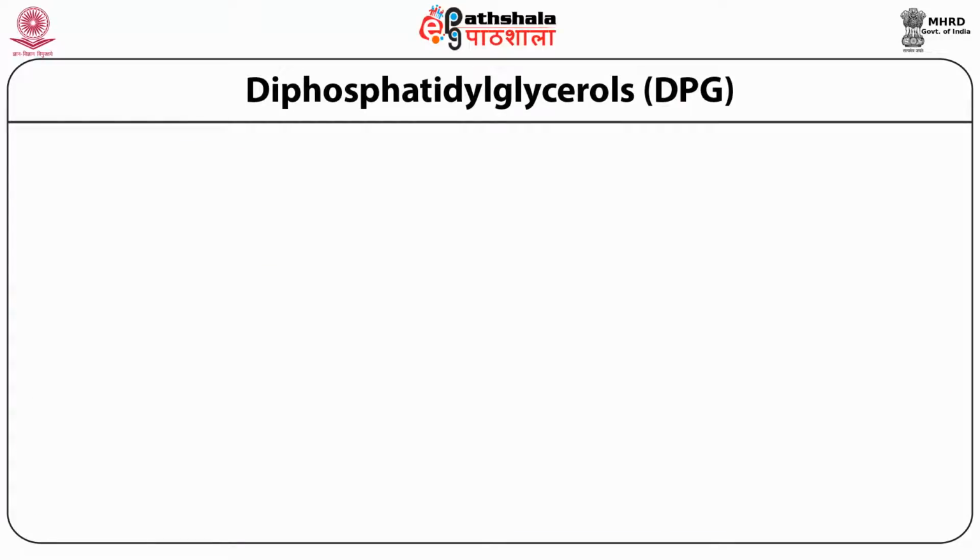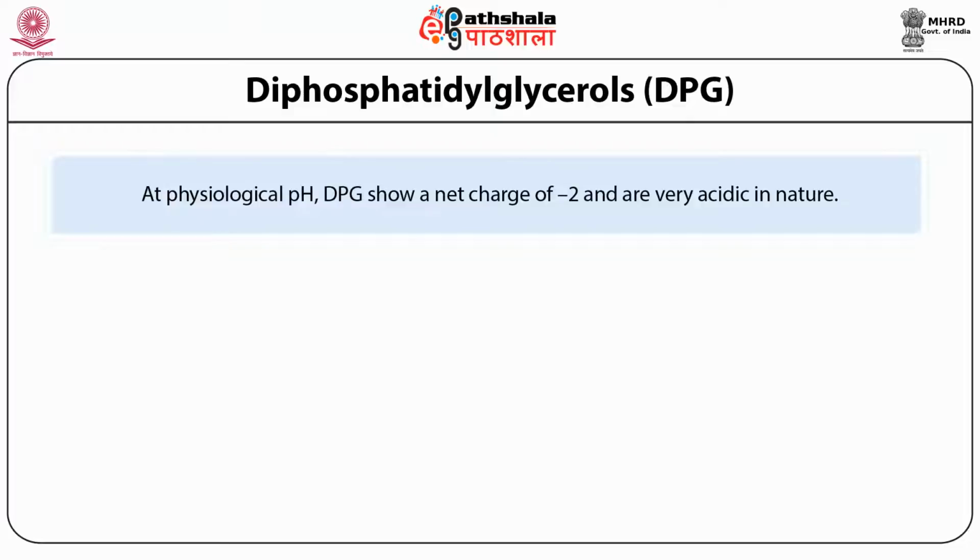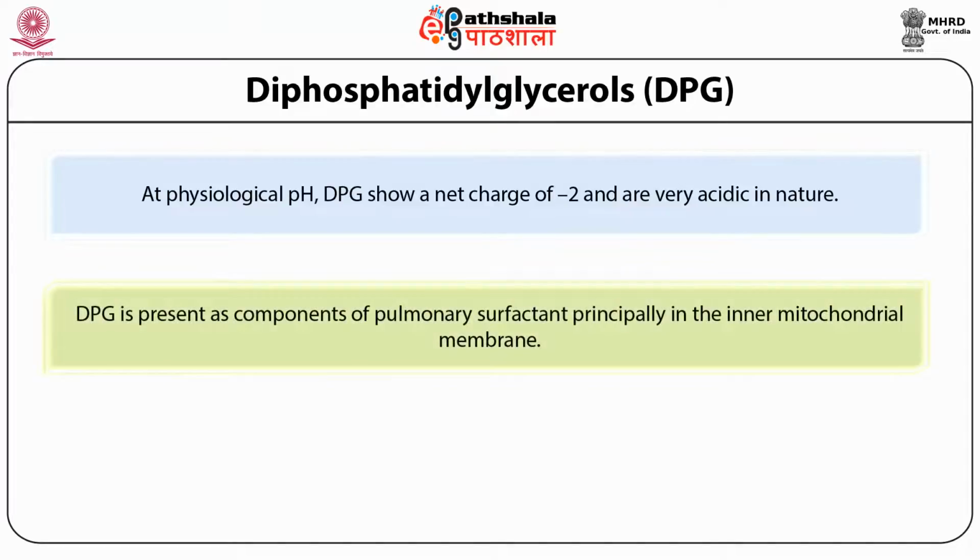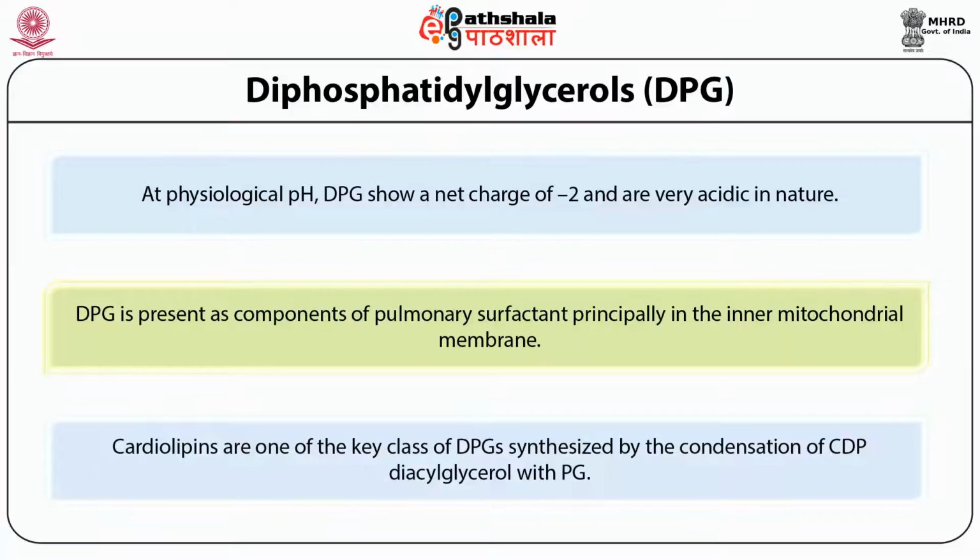Diphosphatidylglycerols. At physiological pH, diphosphatidylglycerol shows a net charge of -2 and is very acidic in nature. It is present as a component of pulmonary surfactant, principally in the inner mitochondrial membrane. Cardiolipins are one of the key classes of diphosphatidylglycerols, synthesized by the condensation of CDP-diacylglycerol with phosphatidylglycerol.